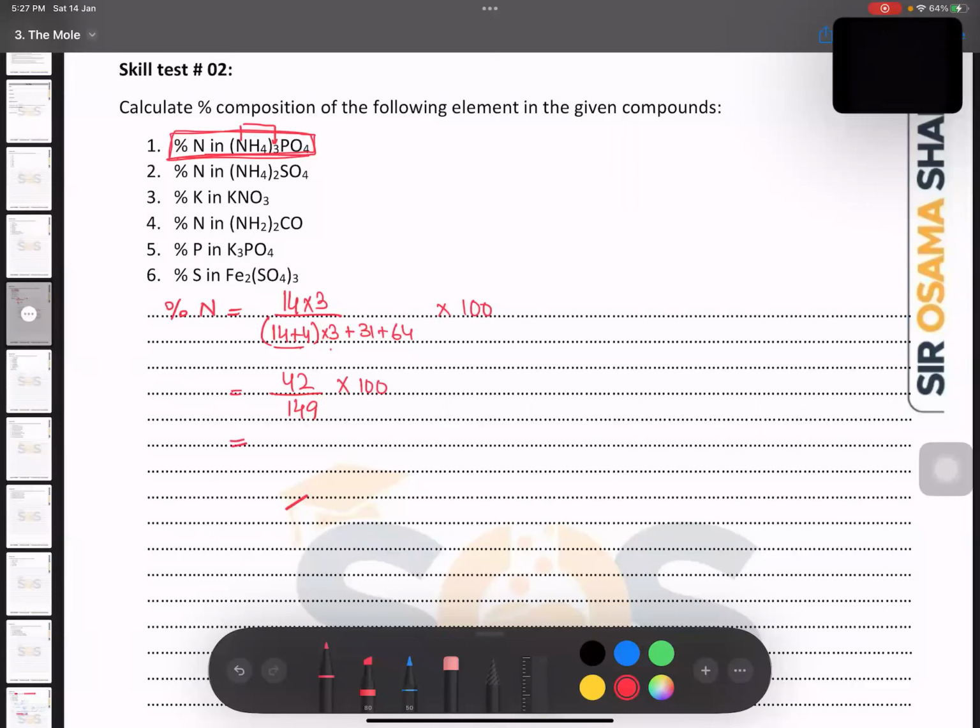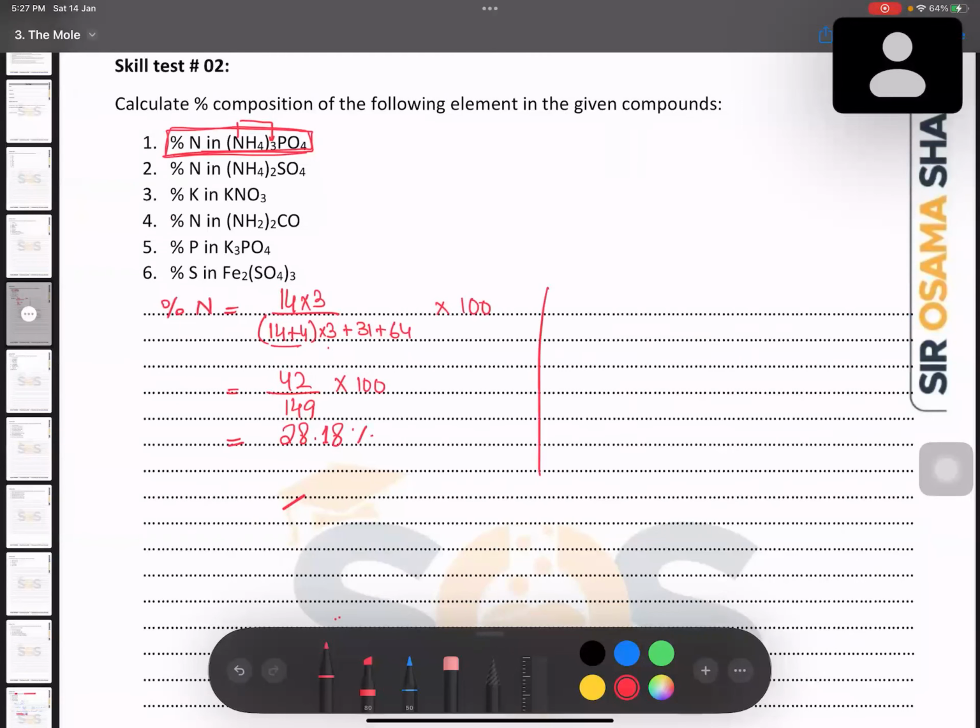So when you divide this 42 by 149 and into 100, it will give you the percentage of nitrogen in ammonium phosphate, and I think it should be, बच्चों, 28.18. Yes, this is the percentage. Right, बच्चों? Yes, sir. And over here, just look at this question, this is urea.